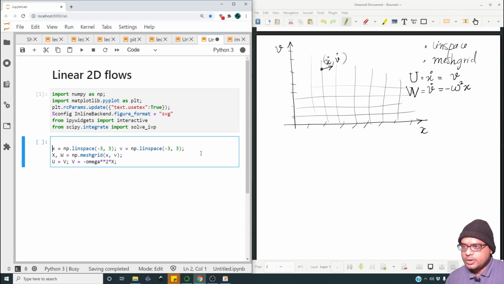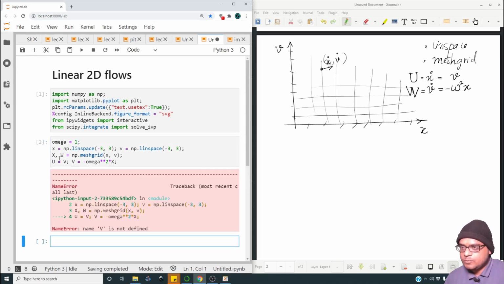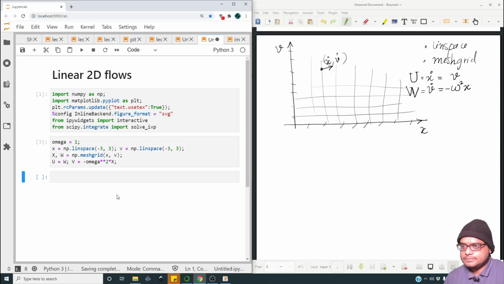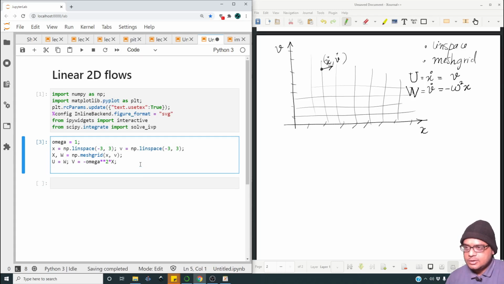We have to define omega. So let omega be equal to 1. No problem. Alright, let us execute this and see if there's some error. Okay, v is undefined. Obviously, this has to be w. Alright, so now we are in a position to make a plot of how the vectors look like. So we'll say plt dot quiver x comma w comma u comma v.